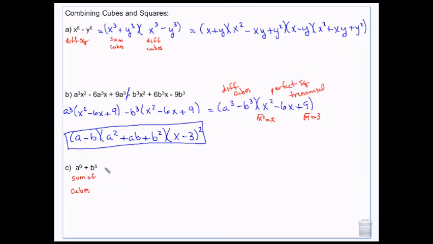And when I factor this, I'm going to get a squared plus b squared times a to the fourth minus a squared b squared plus b to the fourth.